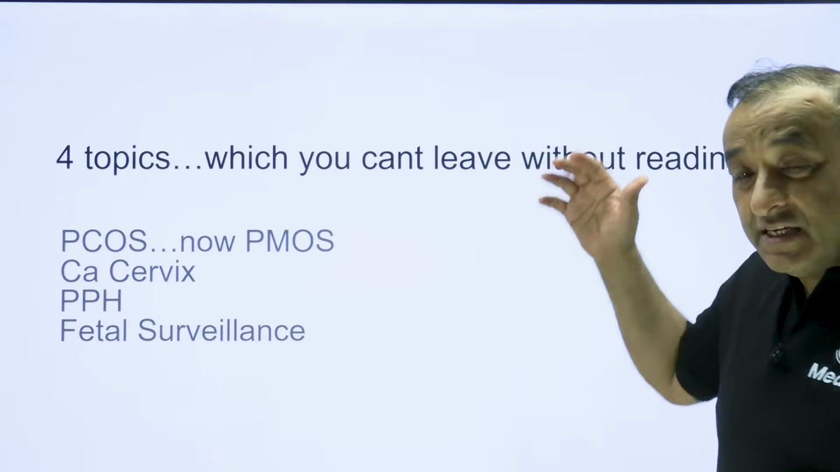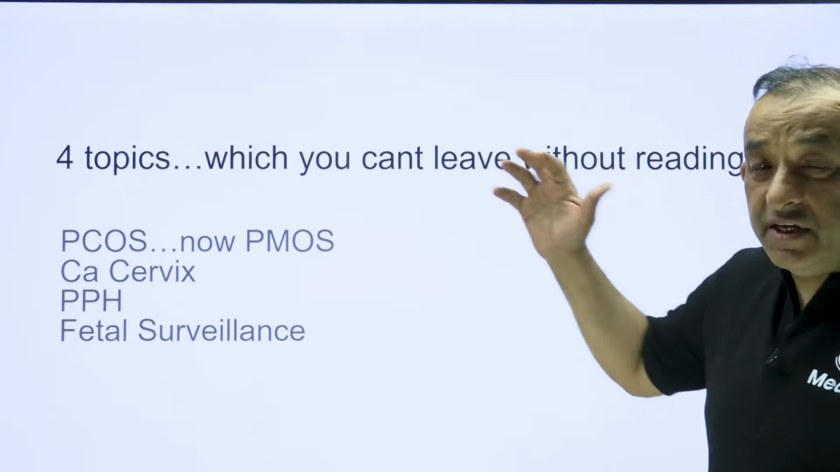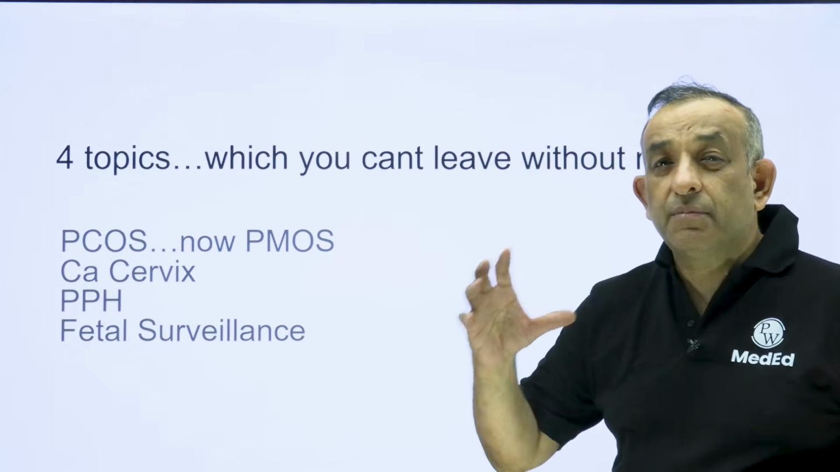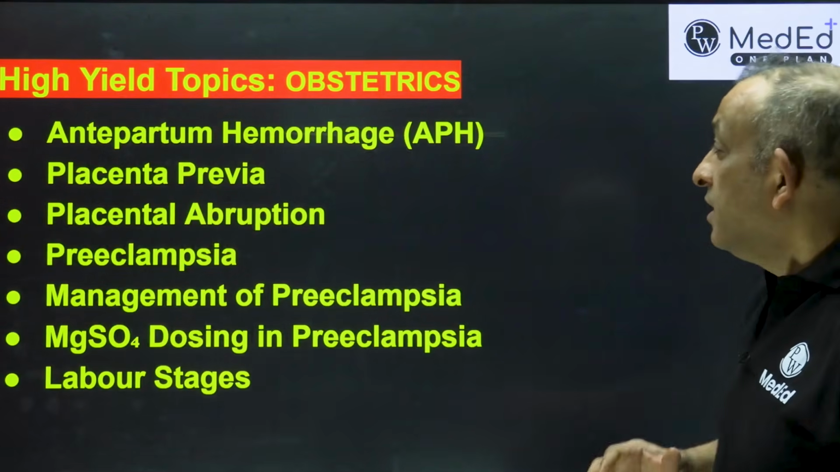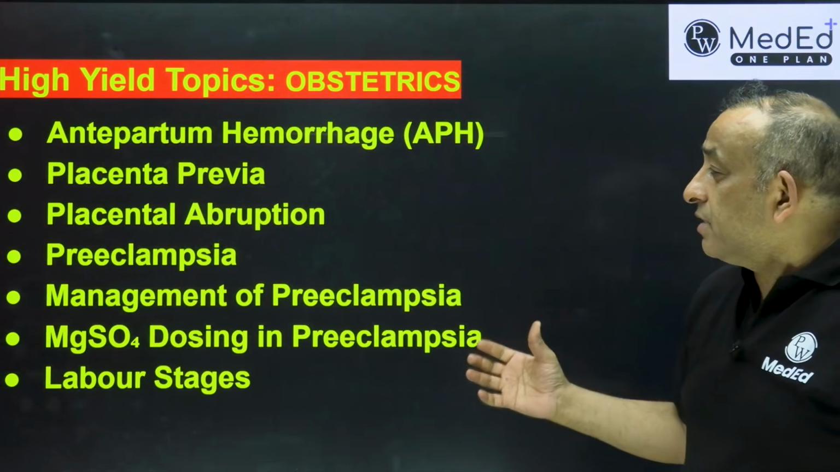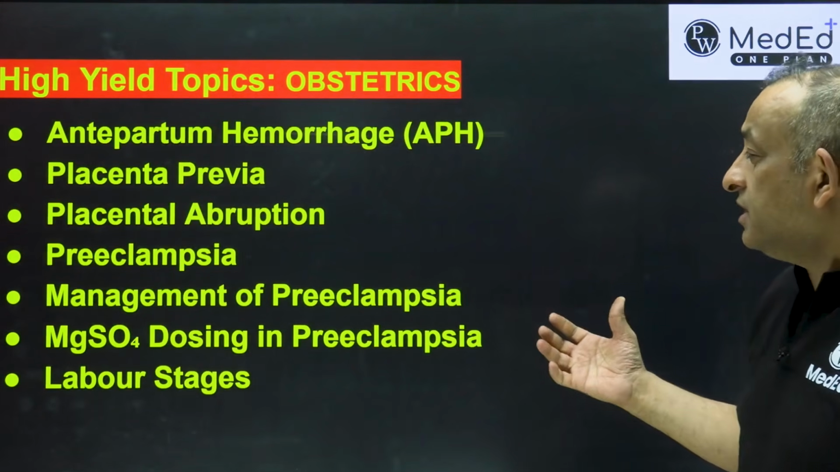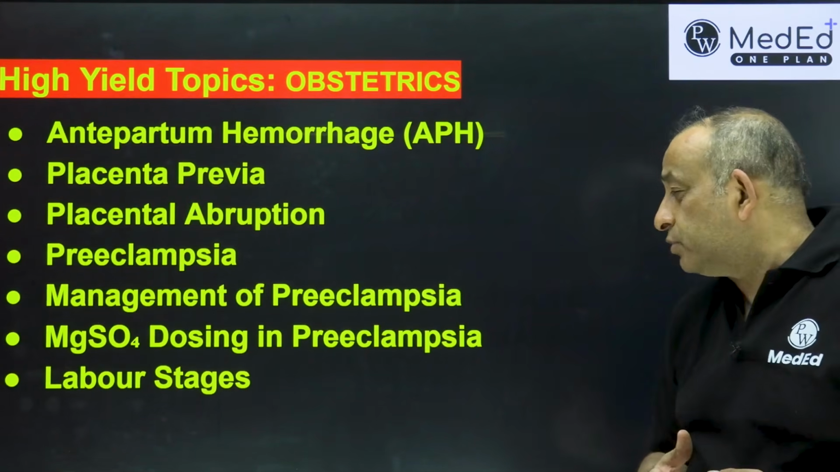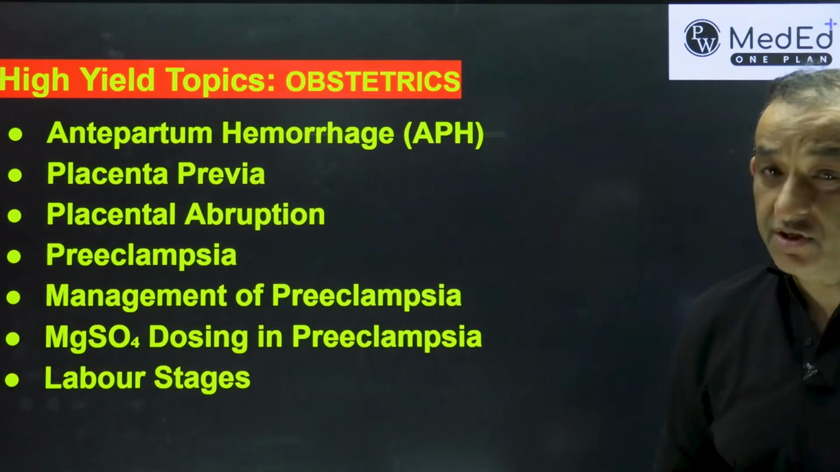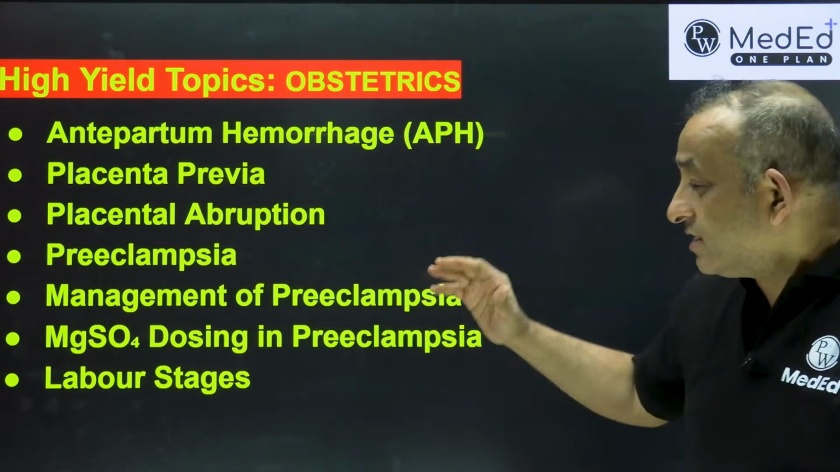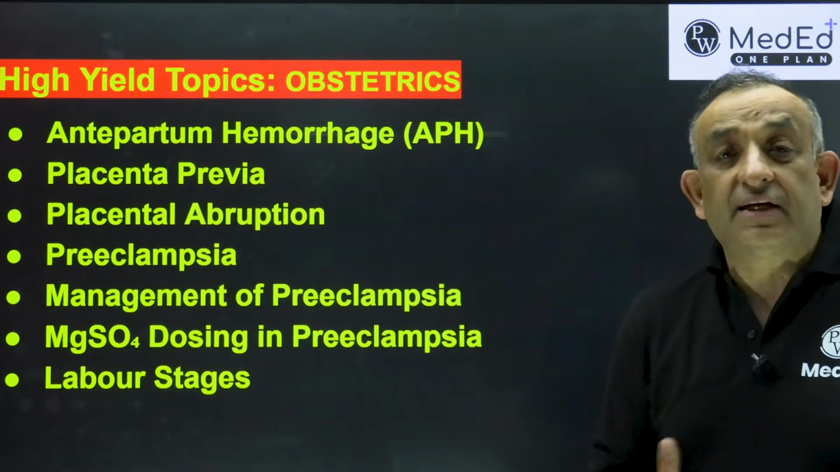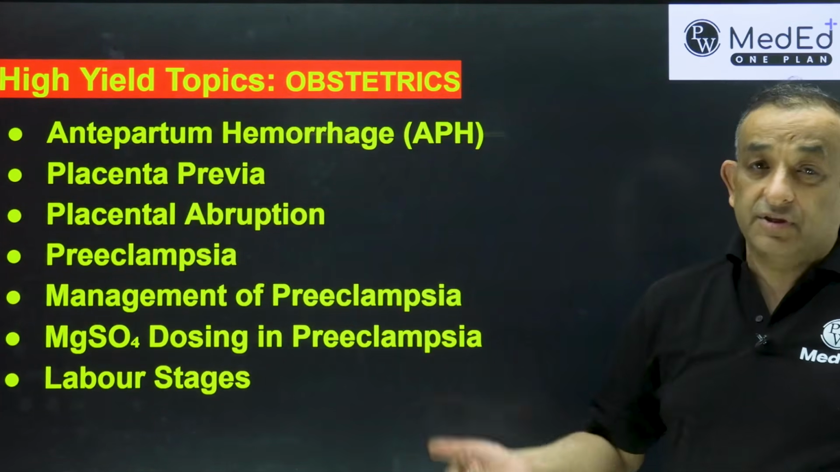Then, if I tell you the complete list, remember these topics, the next slide which I'm going to show you, these are those bare minimum things you have to read before you go for the exam. So in obstetrics, antepartum hemorrhage, placenta previa and abruption, preeclampsia, management of preeclampsia, magnesium sulfate dosing in preeclampsia, and labor stages, you must know about them properly. These are outright basics, and sometimes the basics are the ones which you people keep neglecting when you're reading the extreme details of all these topics.